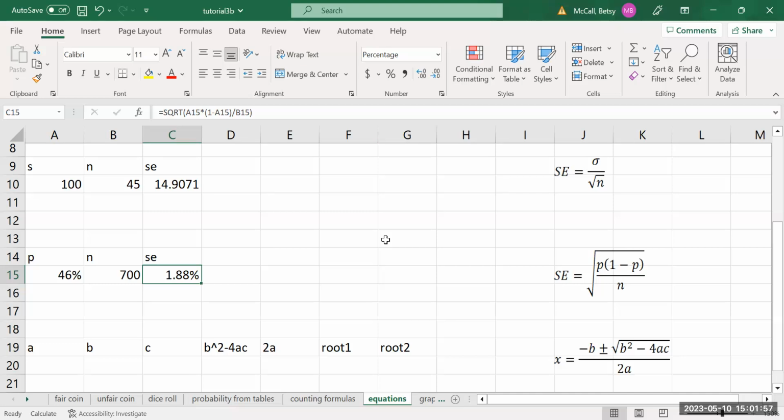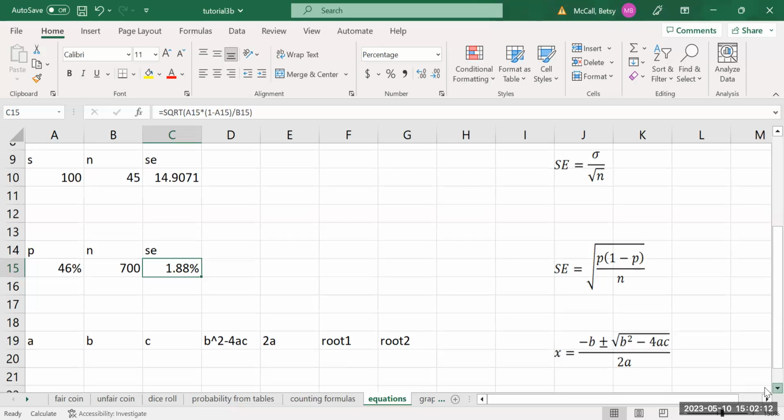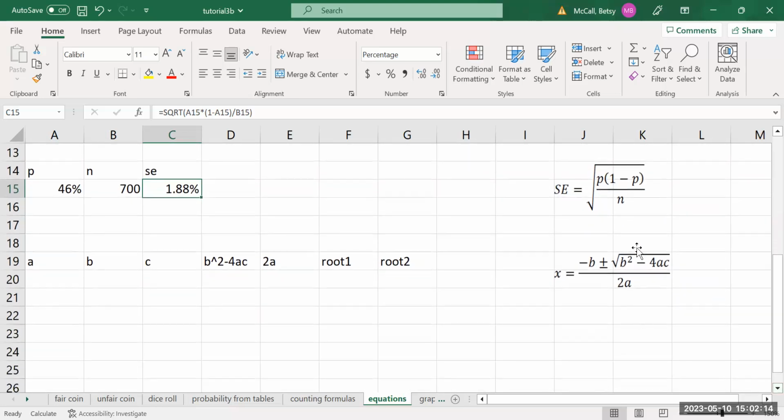The standard error should often end up being in the sort of small, but up to 5% range. Again, smaller sample sizes, bigger standard errors. And then the final example that I wanted us to look at is something much more complicated, and that is the quadratic formula.